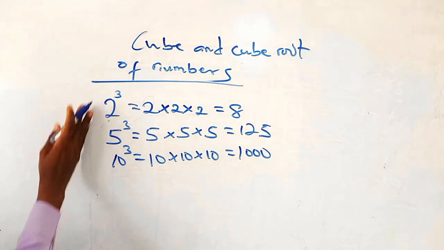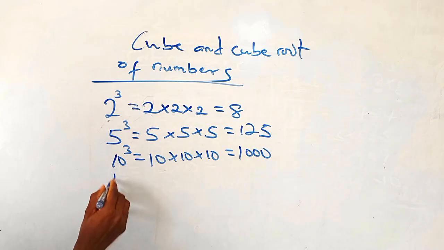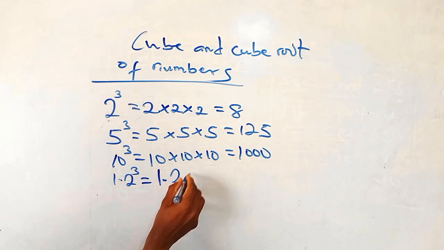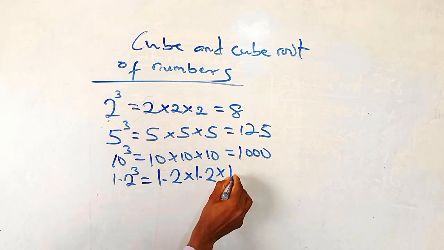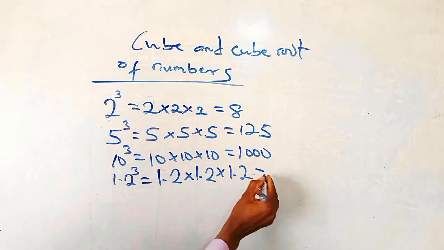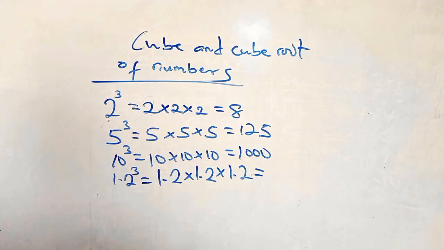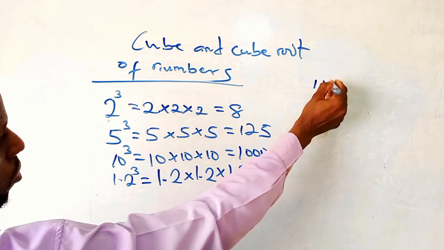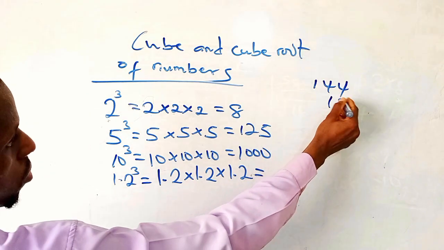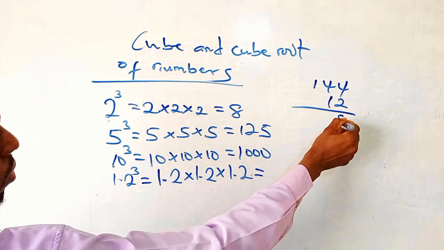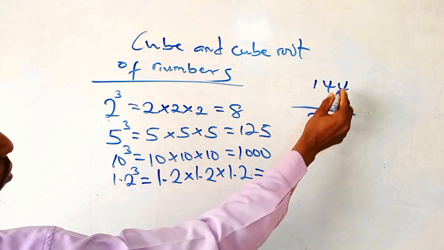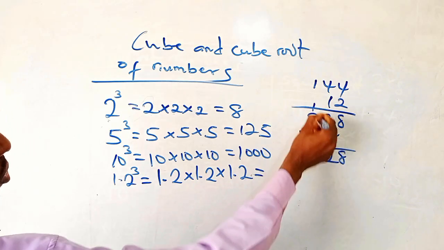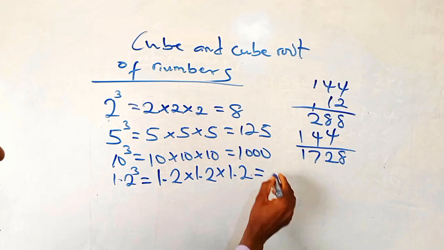We can as well look for the cube of a decimal number. Let's say we have 1.2 raised to the power 3. It means 1.2 times 1.2 times 1.2. Let us assume this is a whole number: 12 times 12 is 144. 144 times 12 gives 1728.